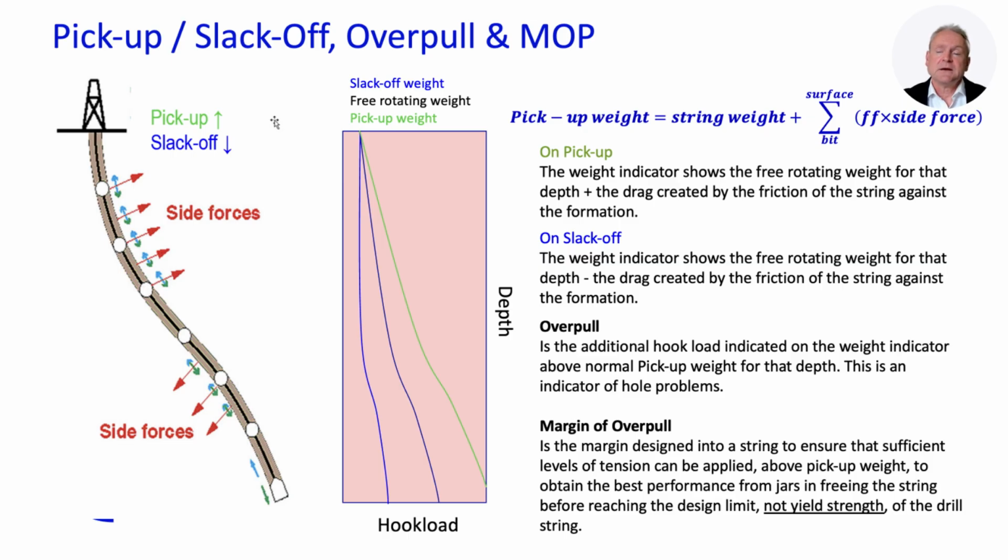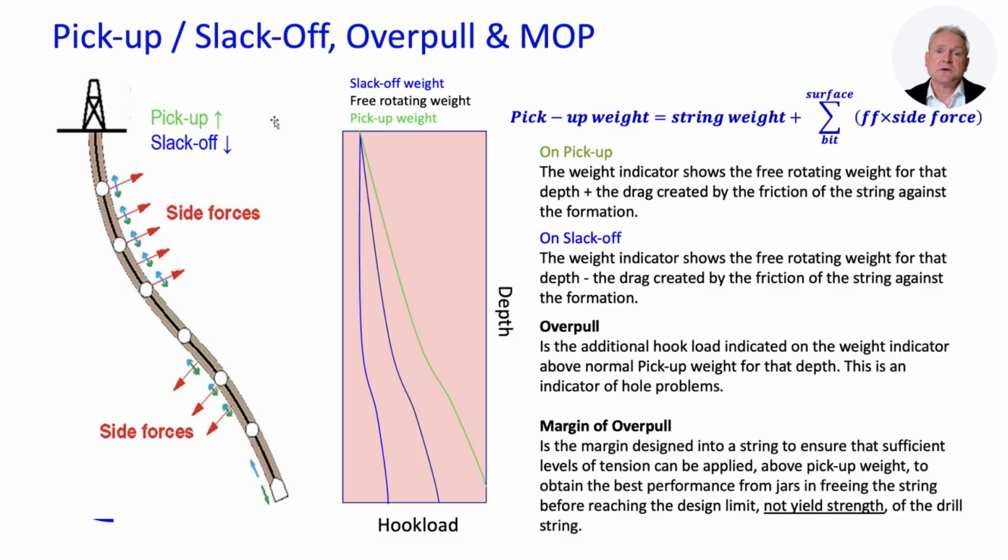Now let's examine the operational definitions for monitoring torque and drag in the field. The first is pickup weight, which is the hook load measured when lifting the string off bottom. It consists of the free rotating weight of the string plus the frictional drag along the borehole. The opposite condition is slack off weight, measured when the string is lowered. In this case, friction subtracts from the string's free rotating weight, making the hook load appear lower. The difference between pickup and slack-off values is a direct measure of drag in the system.